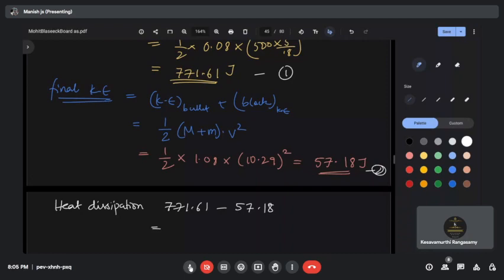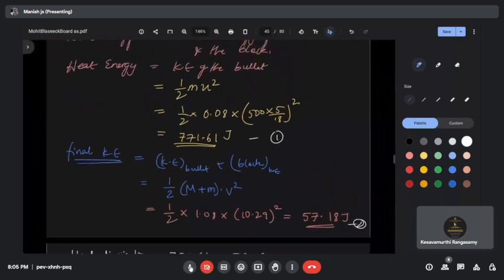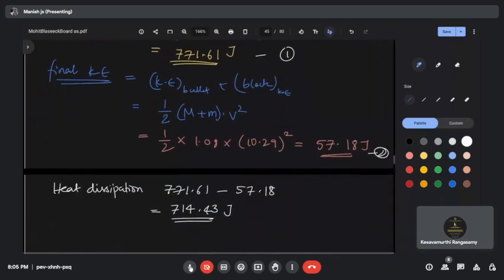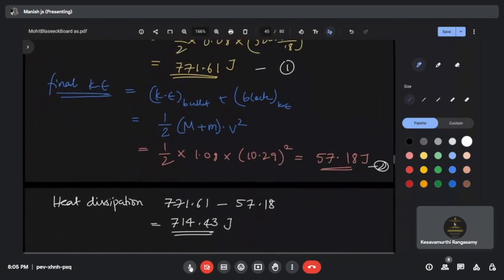So how much is that? You go for a subtraction, you get approximately 714.43 joules. So 714.43 joules. All right, so that's how you approach. So that is actually option A, as per our question, which I had given in the previous window. So this is how you approach.